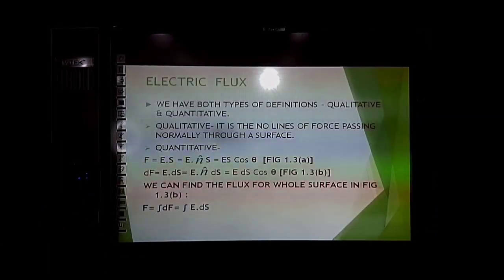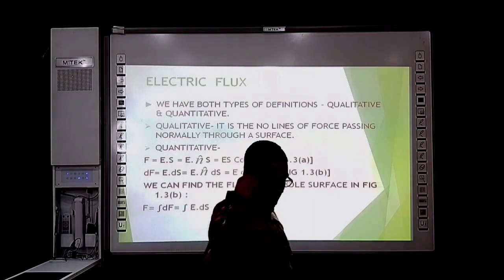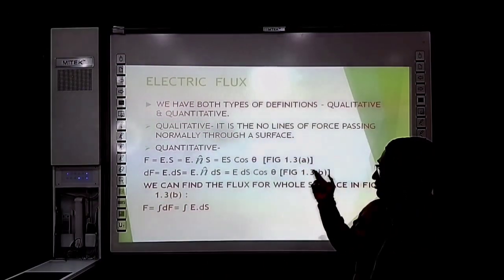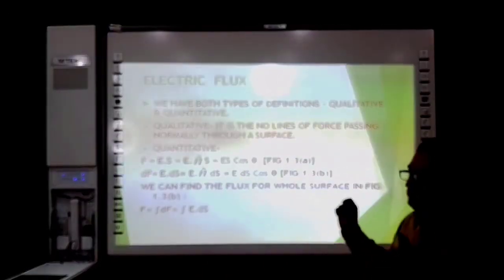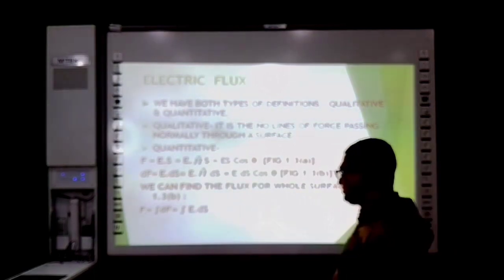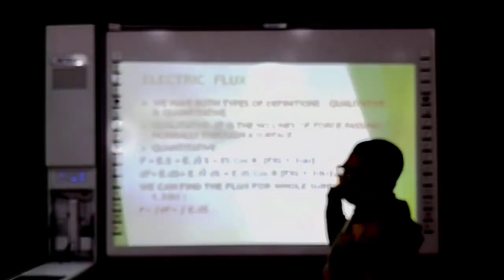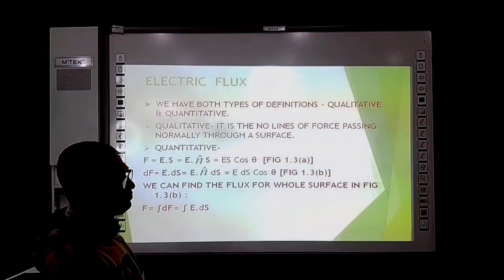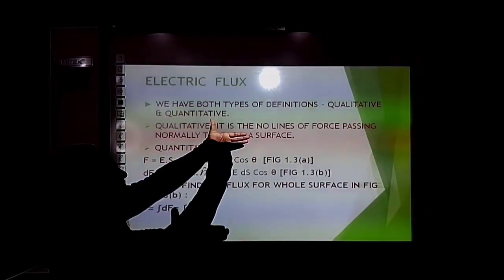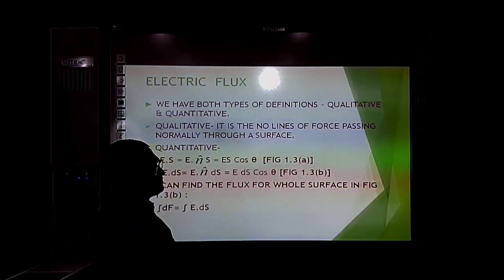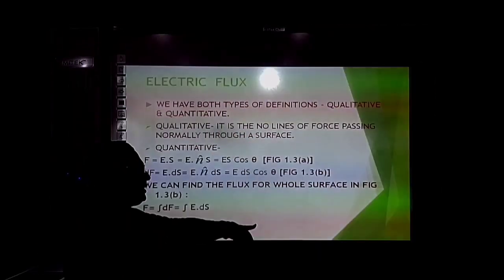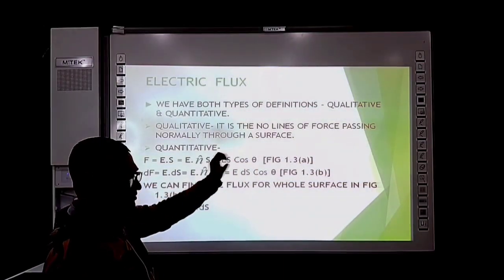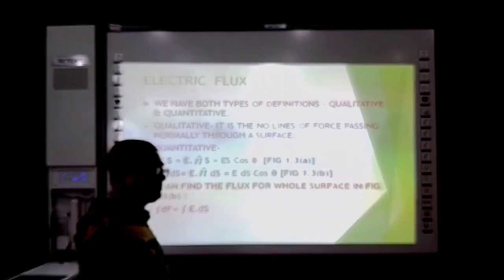Then let's go for the definition of electric flux. As usual, the electric flux can be defined in two ways, qualitative as well as quantitative. What is the qualitative definition? The number of electric lines of force passing normally through a surface. So we take a surface here. How many lines of force are passing normally through this surface? That number of lines of force is the electric flux. This is the qualitative definition.